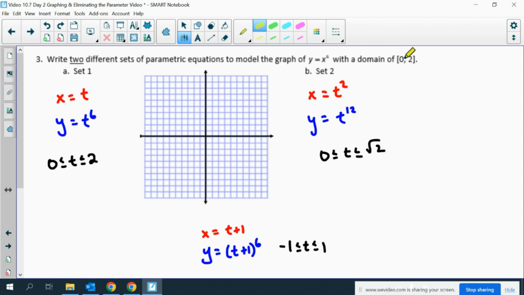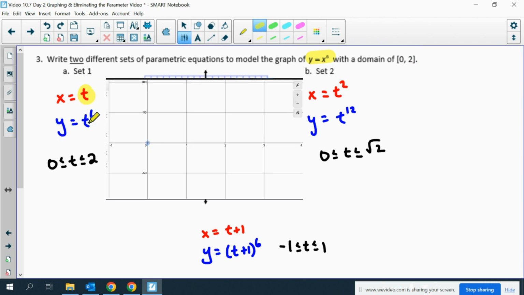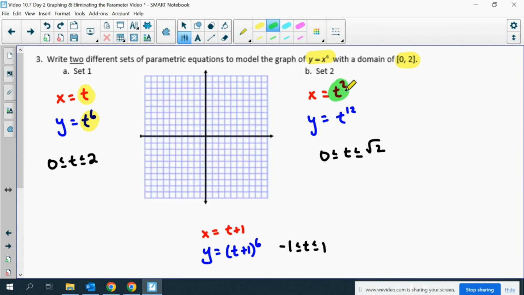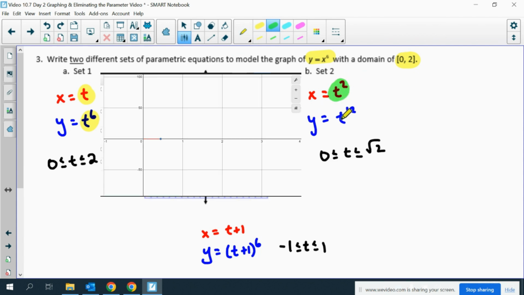Finally, we're going to write 2 different sets of parametric equations to model the graph y equals x to the 6th. So the easiest one is replacing x with t. Then you can replace y with t to the 6th. And that just goes from 0 to 2 for t. That would give you x from 0 to 2. But you could also make x equal to t squared, which would make y equal to t squared to the 6th, which is t to the 12th. And then that would make your parameterization values go a lot faster.